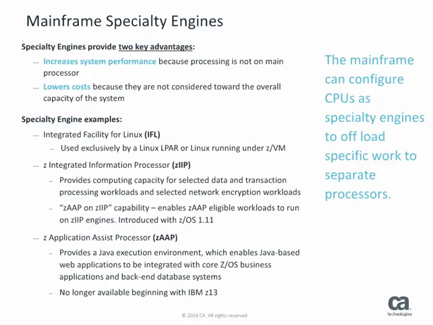The zIP engines are designed to make the mainframe hardware more economical. zAAP on zIIP capability enables former zAAP specialty engine workloads to be run on zIIP engines. zAAP engines are no longer available, beginning with IBM z13.